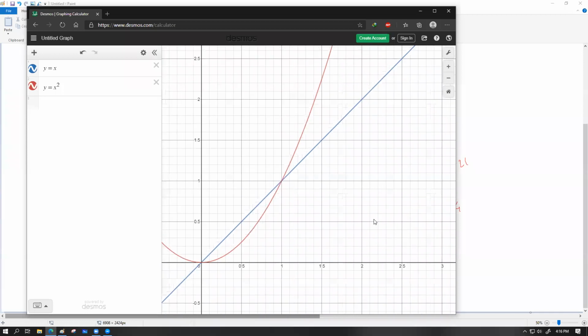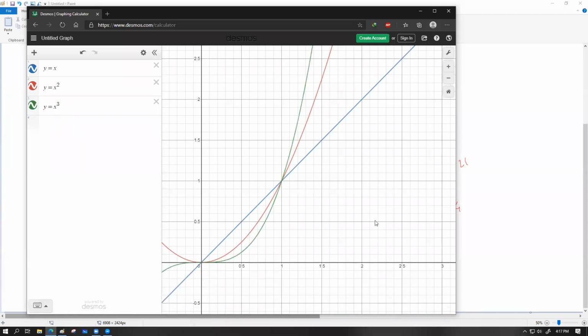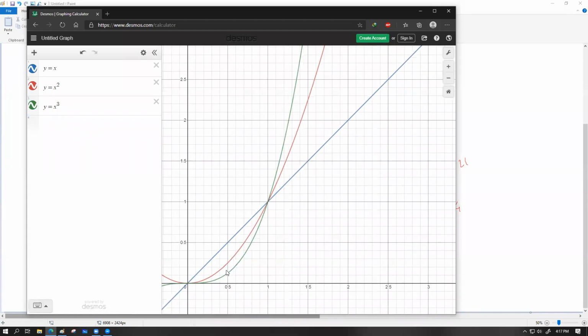More parts are coming. If I now increase this power, if I now make this square a cube, what am I going to get? Let's write y equals x to the power 3. Take a good look at what is happening. Now you are also having the same behavior. Up to 1, the values are smaller. Above 1, the values are bigger. But here, the small numbers have become even smaller than in y equals x squared.